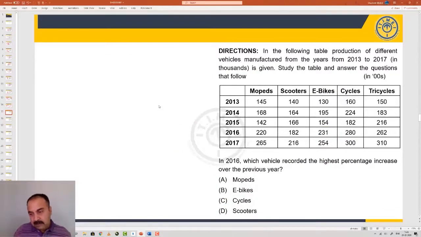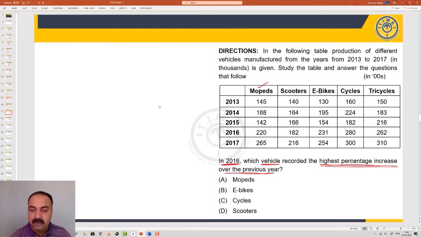Now we look at the next question in this caselet. In the following table, production of vehicles manufactured, same group, same data. In 2016, which vehicle recorded the highest percentage increase over the previous year?